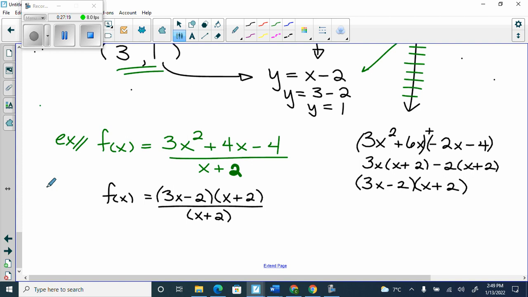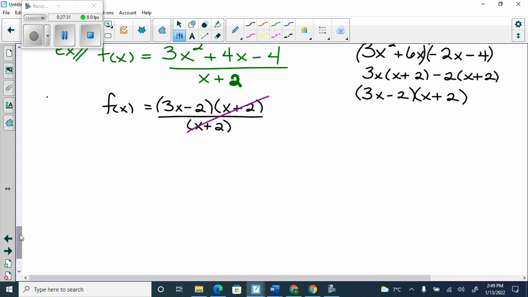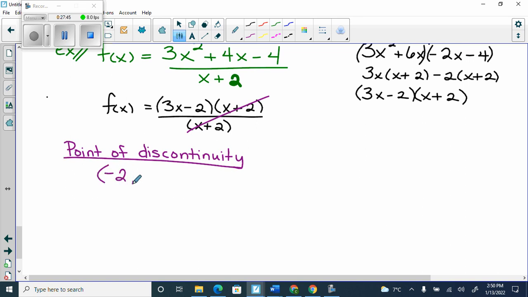What cancels? X plus 2. The answer was nothing a few seconds ago because it was stupid. The x plus 2 cancels. So the moment that I cancel off something, I have a point of discontinuity. And it is at -2, and we have to figure it out. F of -2 technically equals 3 times -2 minus 2. So it's -8.